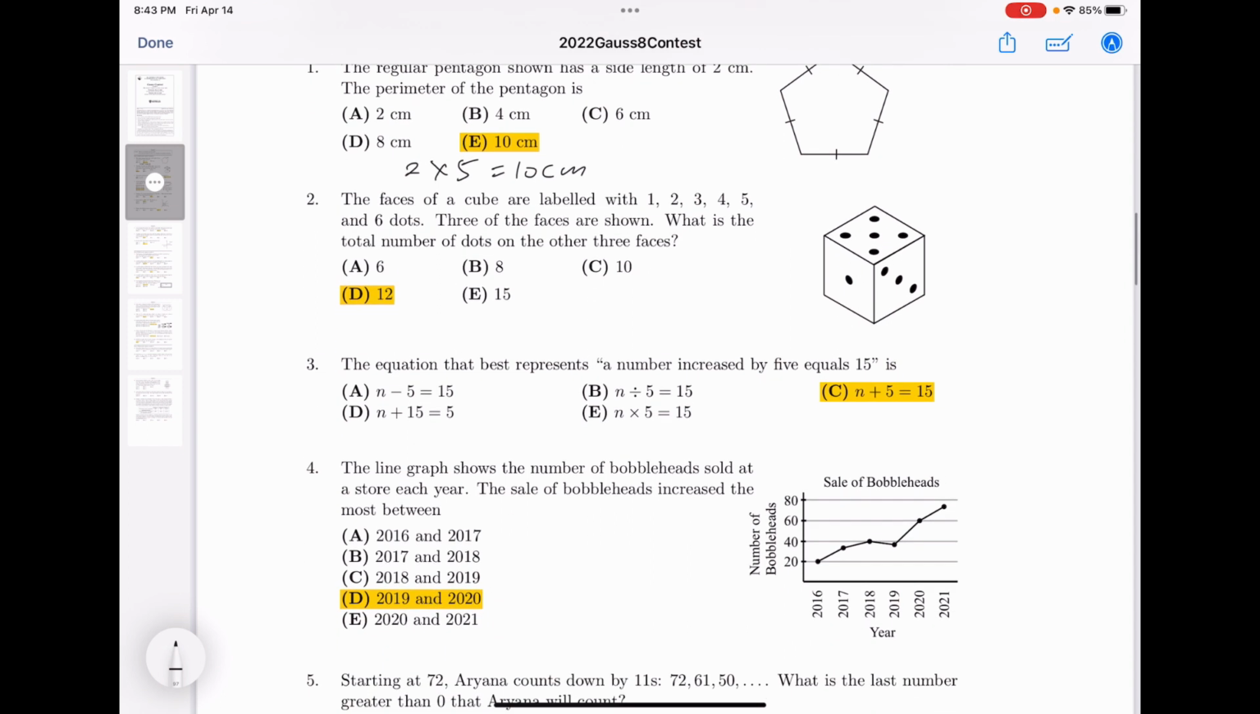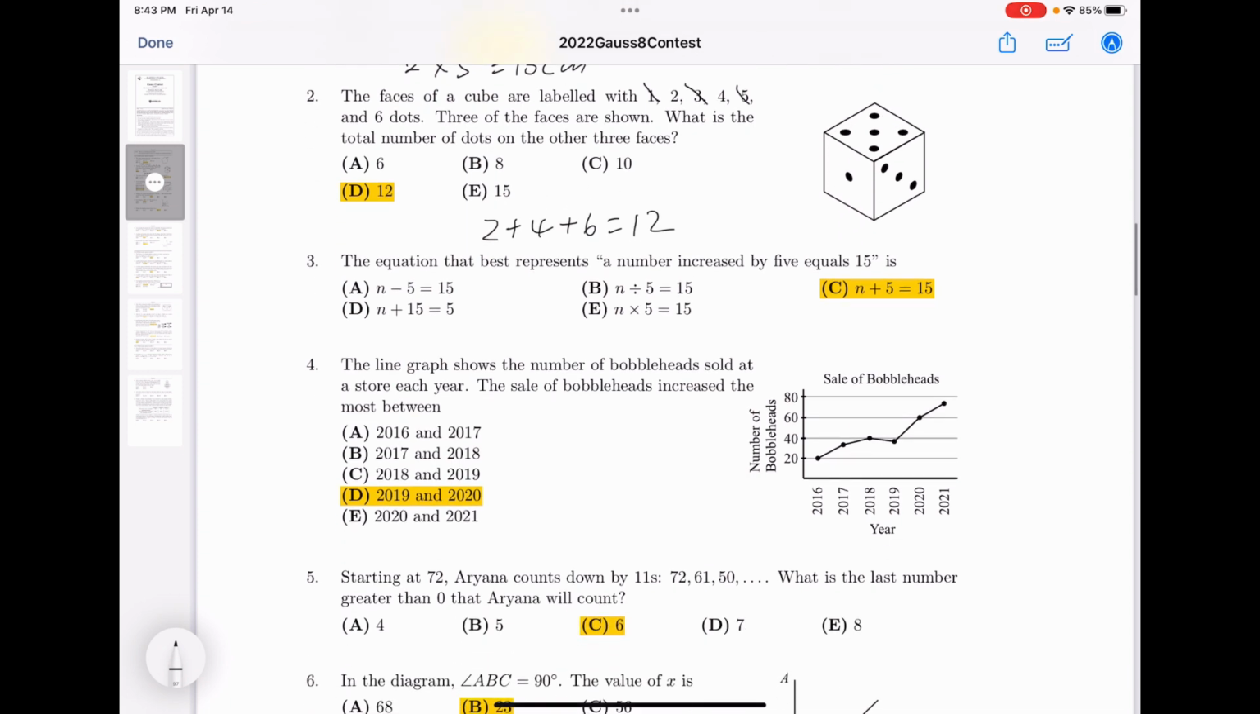Number 2, the faces of a cube are labeled with 1, 2, 3, 4, 5, and 6 dots. 3 of the faces are shown. What is the total number of dots on the other 3 faces? Okay, so because the 3 faces shown are 1, 3, and 5, we're left with 2, 4, and 6, and if we add them together, we would get 12.